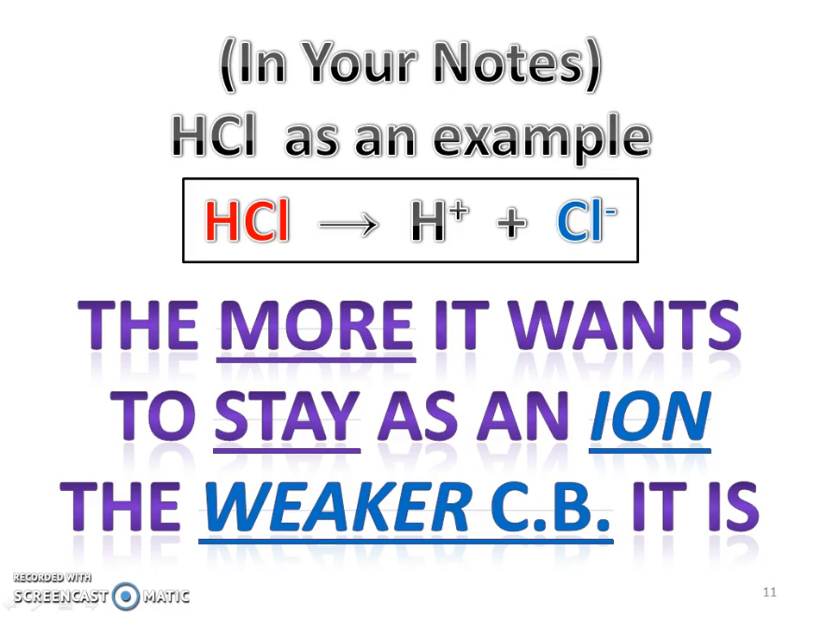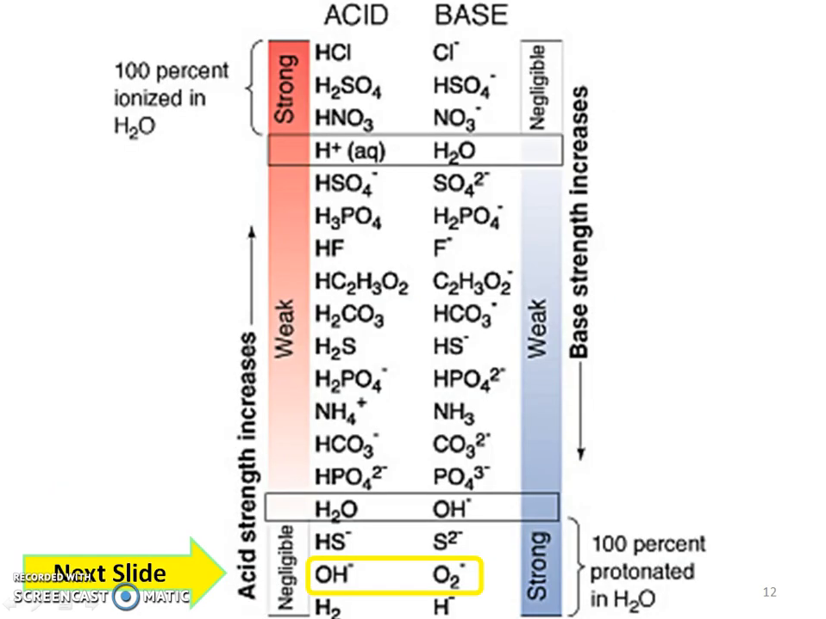This is also in your notes. So if we think about HCl, HCl is very, very strong because it wants to break up into ions. It doesn't like to stay together. So the more it wants to stay as an ion, if we're talking again about the stability of the conjugate base, the more it wants to stay as an ion, the weaker that CB is going to be, right? Because it wants to stay as is. It wants to stay as that ion. So they give us a nice little list. They might give this to you, but what you really want to remember is the stronger one side is, the weaker the other guy is.